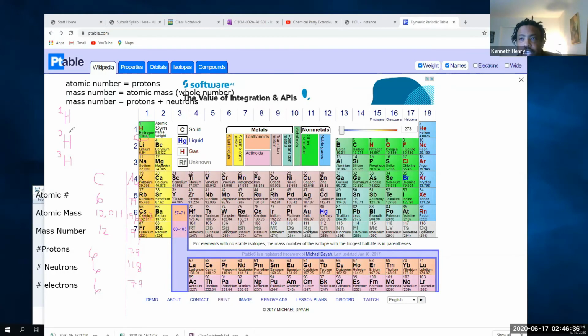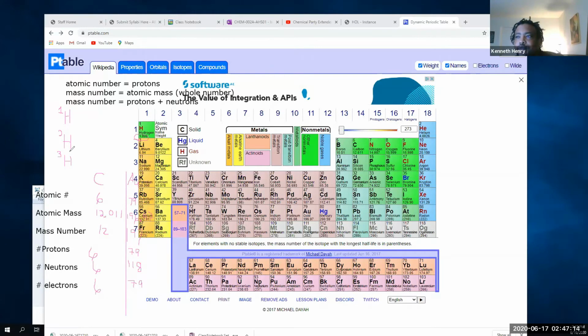So what about this one? How many electrons do we have? I heard somebody say 1 and somebody say 2. Two is incorrect, because hydrogen is always going to have 1 proton. So how many electrons must it have to balance it out? 1. So what do you think is going to be changing here? The neutron.